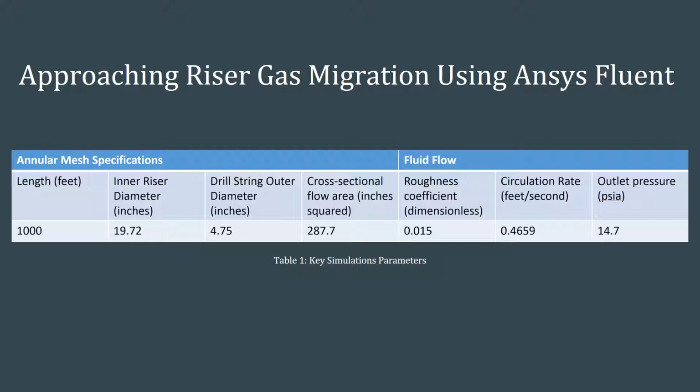Gas columns of varying heights will be introduced to the system, which will be circulating water at a rate of 0.4659 feet per second. Our outlet pressure will be set to atmospheric pressure, which is approximately 14.7 psia, and our inlet pressure will be constantly changing as gas migrates up the riser.